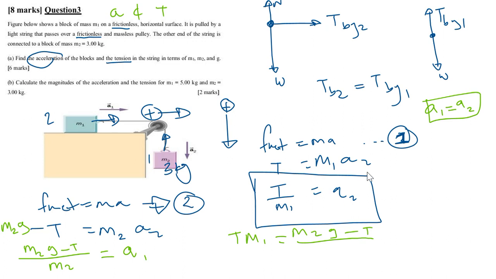We did represent acceleration here. We did represent acceleration again here. You can change this T to be such a formula we have represented in terms of the other thing. The second problem says calculate the magnitude of acceleration and the tension for mass 1 equal to this. They're now giving us mass 1, they're now giving us mass 2.